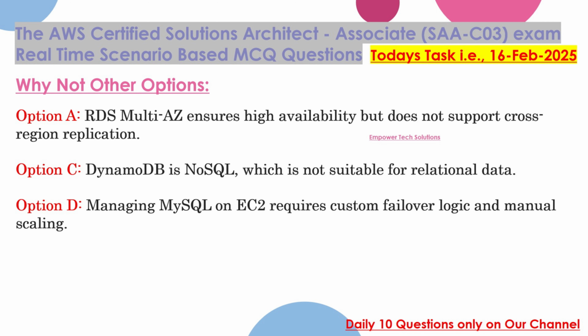Why not other options? Option A, RDS multi-AZ ensures high availability but does not support cross-region replication. Option C, DynamoDB is NoSQL, which is not suitable for relational data. Option D, managing MySQL on EC2 requires custom failover logic and manual scaling.